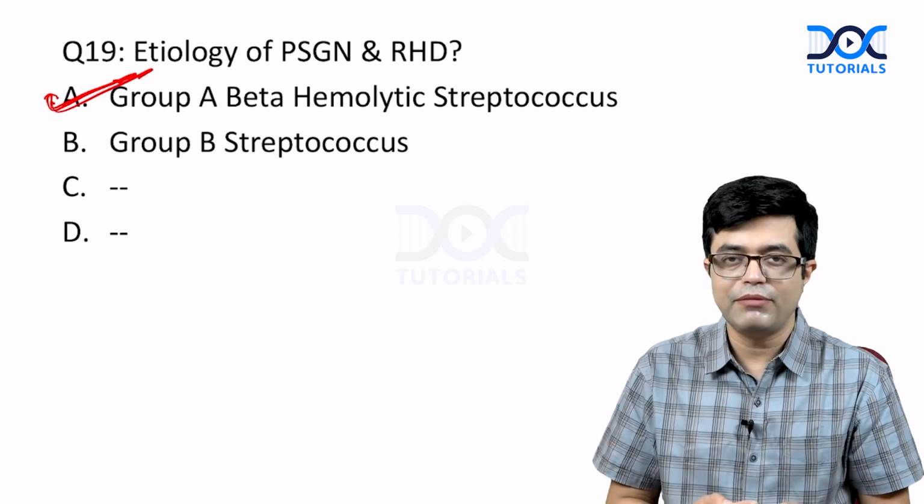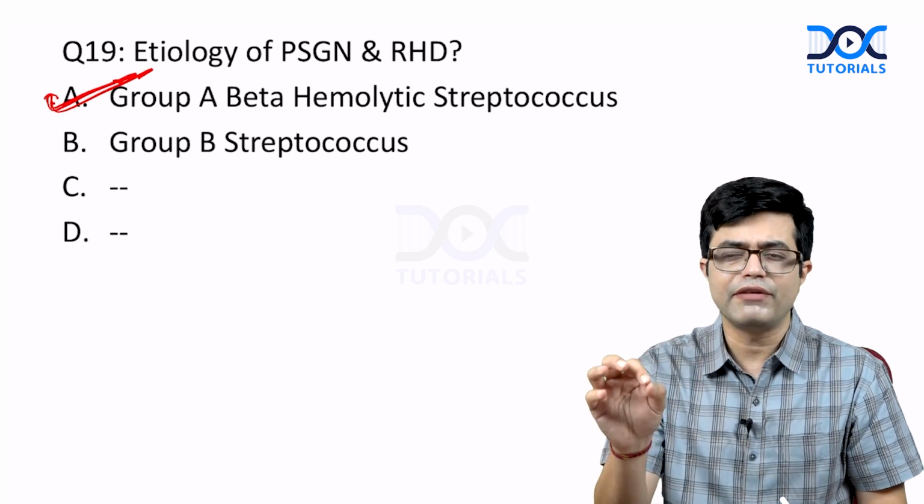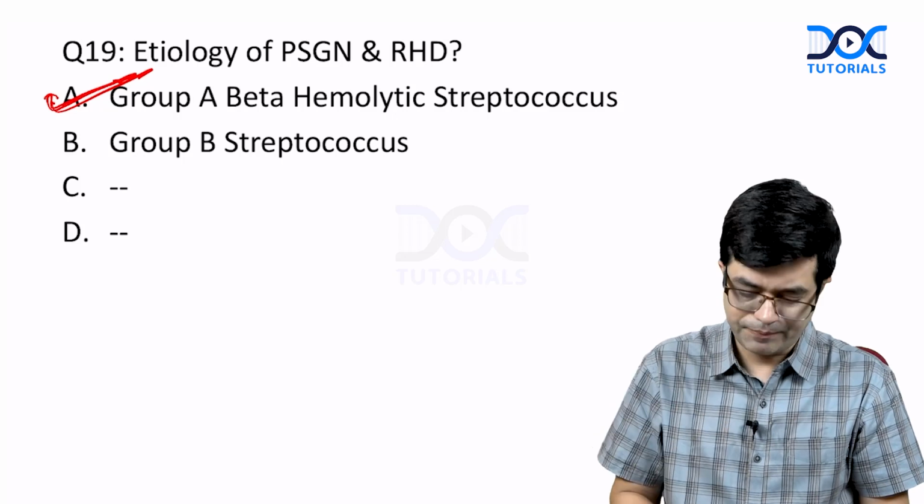The mechanism is different. PSGN is caused by immune complex phenomena. RHD or rheumatic fever is caused by molecular mimicry. Easy one. Question number 20.